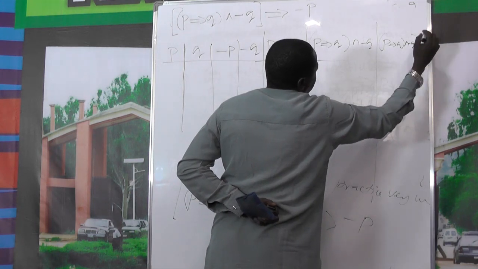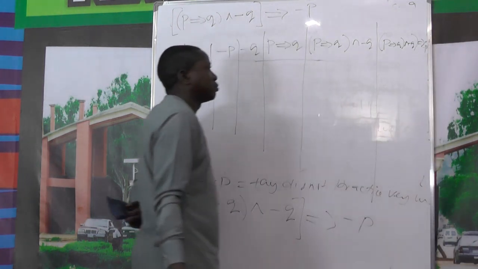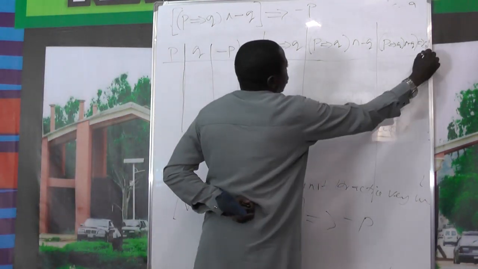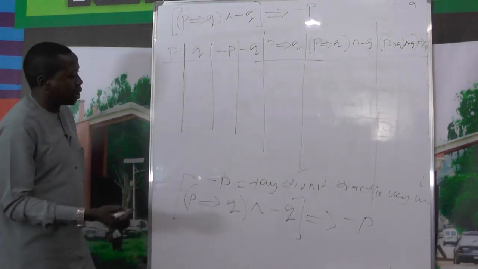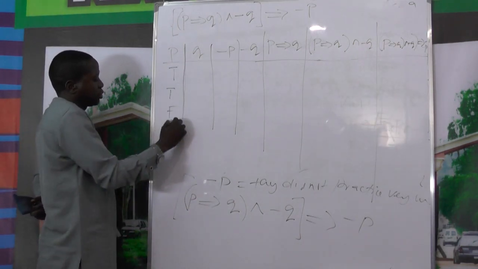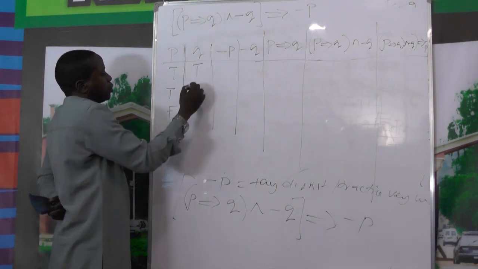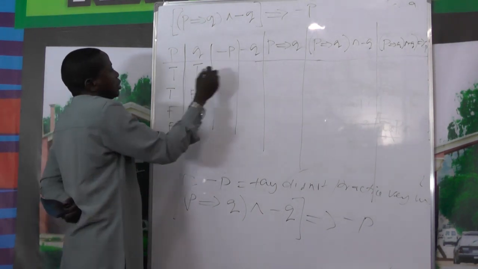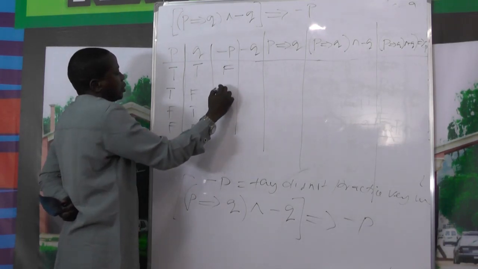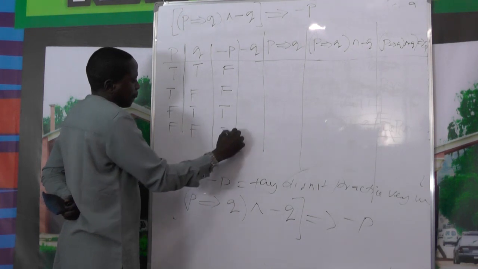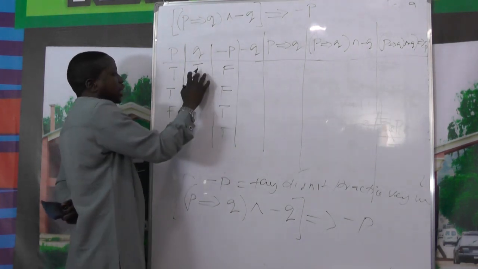I believe you can see what I wrote. Minus P. That's our conclusion. So now let's fill this table. True, true, false, false. True, false, true, false. Negation. I have false, false, true, true. This one, negation of this.